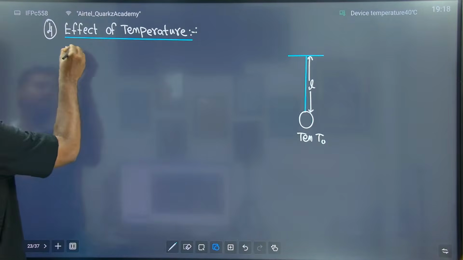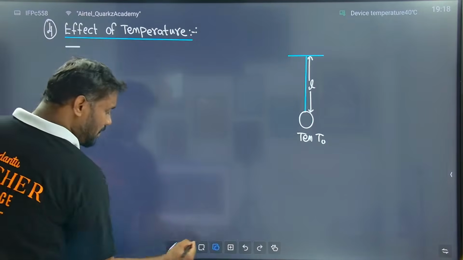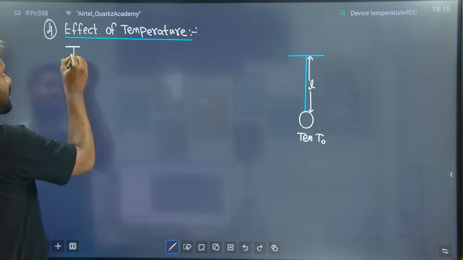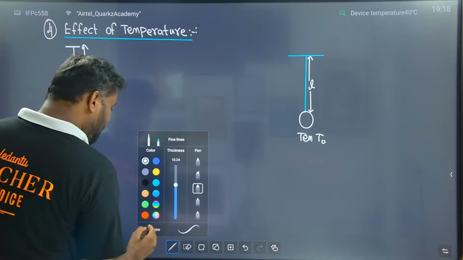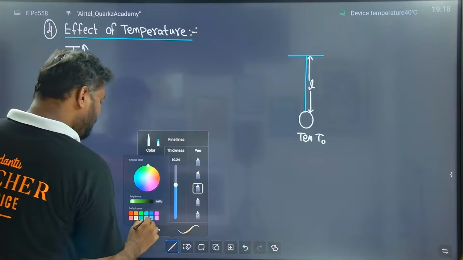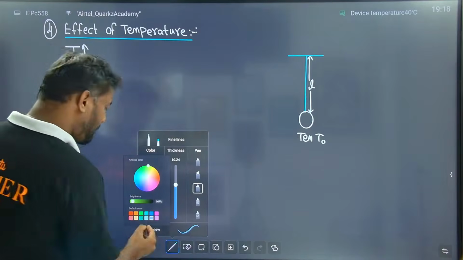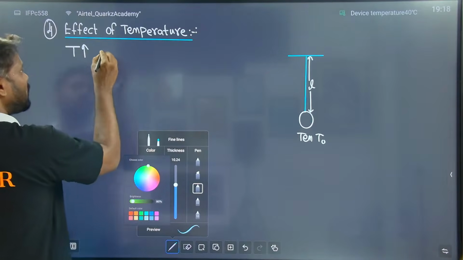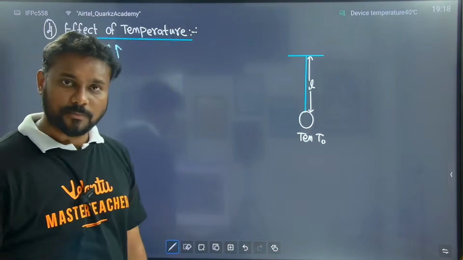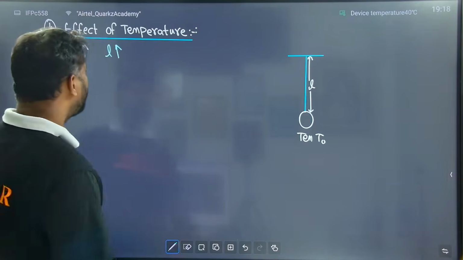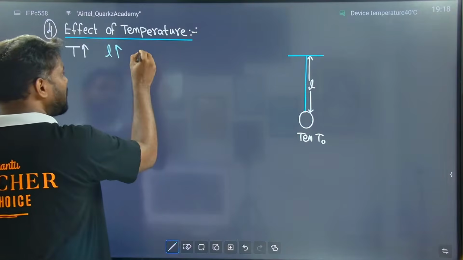So when the temperature increases, tell me. Because of the thermodynamics lab we started, temperature increases. When temperature increases, what happens? Which one will increase? Length will increase. Temperature increases, length will increase. Right? So how does the length increase? Because it is at final length.